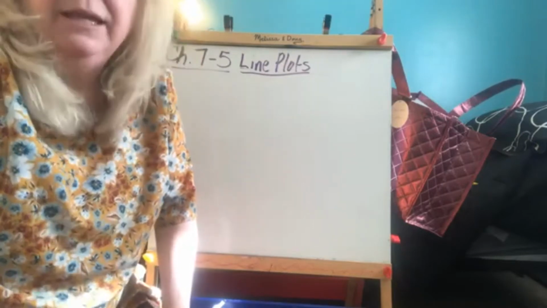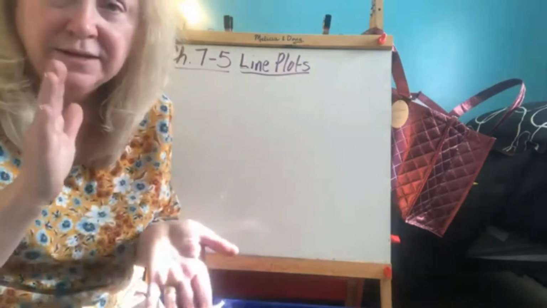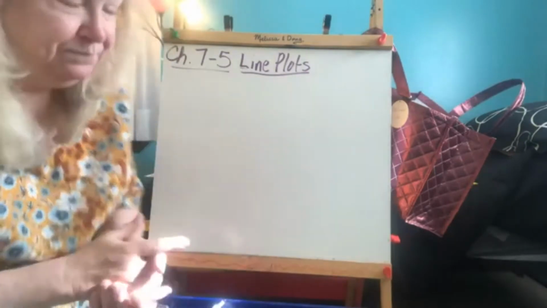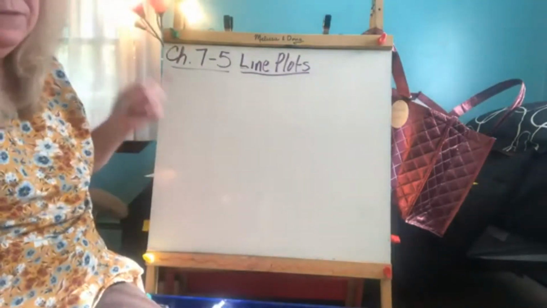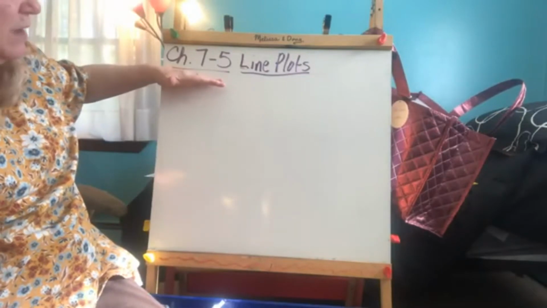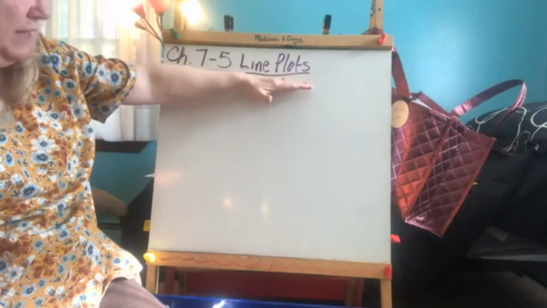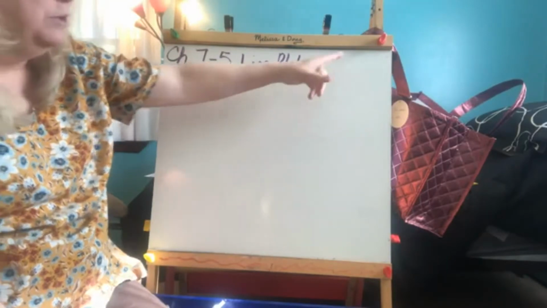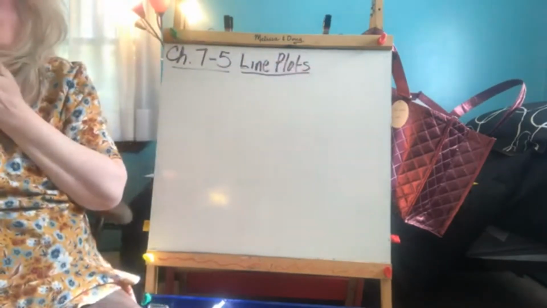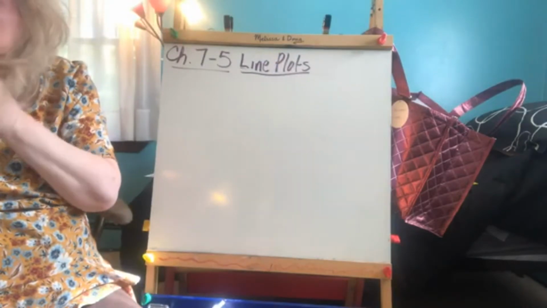Okay, now I'm assuming that everybody has got what they need and is ready to go. So, the first thing we want to do is we want to put chapter 7-5 on the top of the page. We want to write what the topic is, which is line plots, and put today's date. And that's what we're going to talk about first.